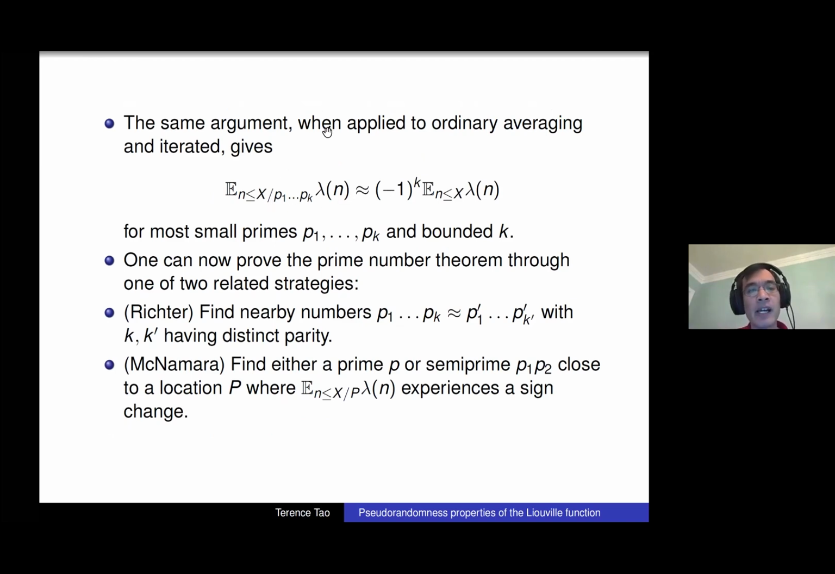And what you find as a consequence of Elliott's inequality is that if you take, say, k small primes, p1 to pk, then if you average lambda up to x over the product of k primes, you apply Elliott's inequality k times, and you apply the sign flipping property of Liouville k times, you find that the average of lambda up to x over the product of the k primes is about (-1)^k times the average of lambda over the original x. But now the limits of integration have changed.